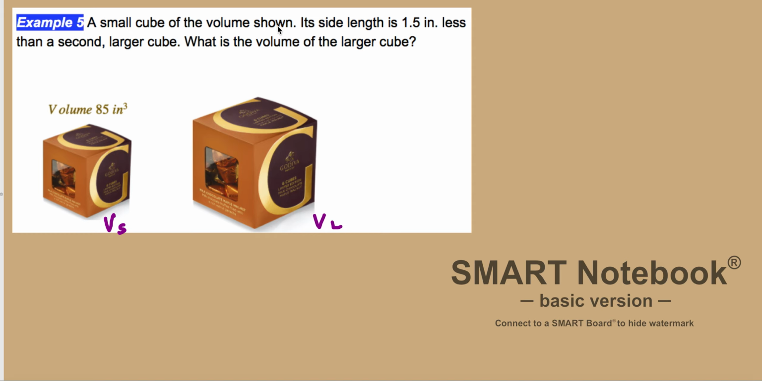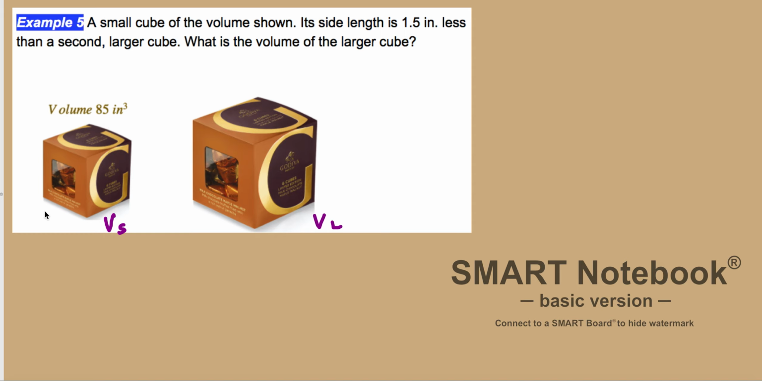A small cube of the volume shown has a side length 1.5 inches less than a second, larger cube. What is the volume of the larger cube? We already know the volume of the smaller cube is 85 cubic inches.